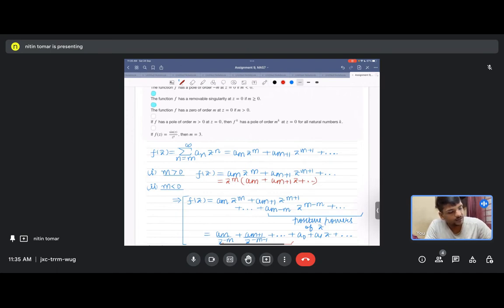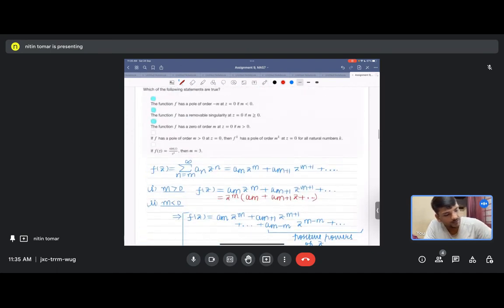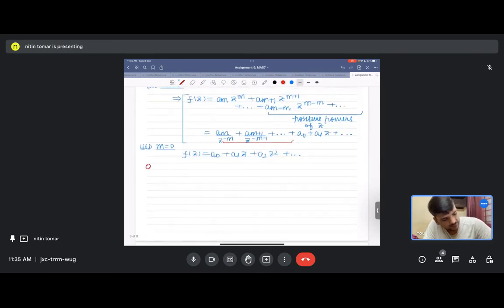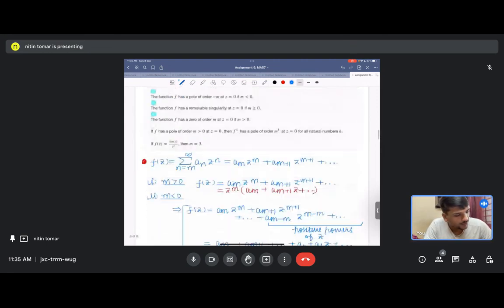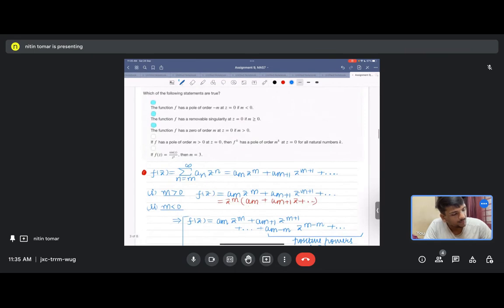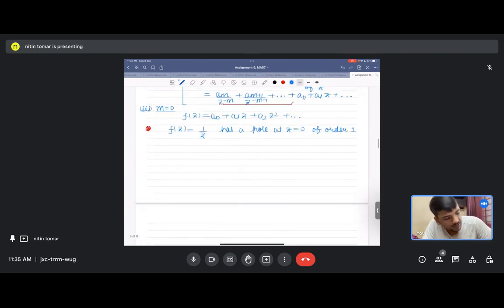See, one trivial example for this question: if you take f(z) to be 1 by z, it has a pole at 0, of order 1. Now the question is, if you take the power, does the order become according to the power?